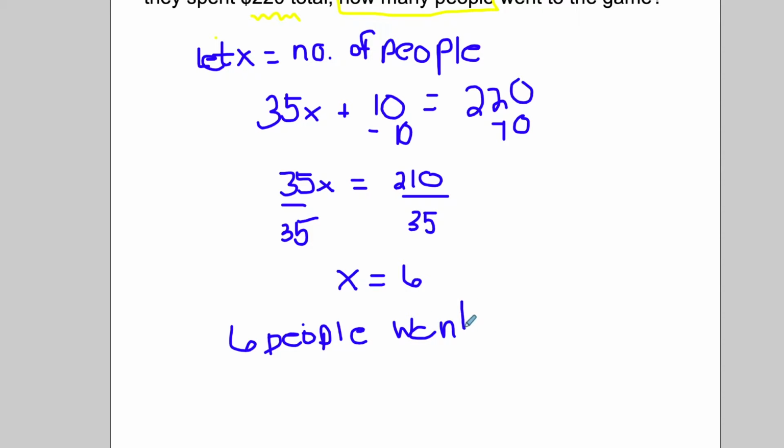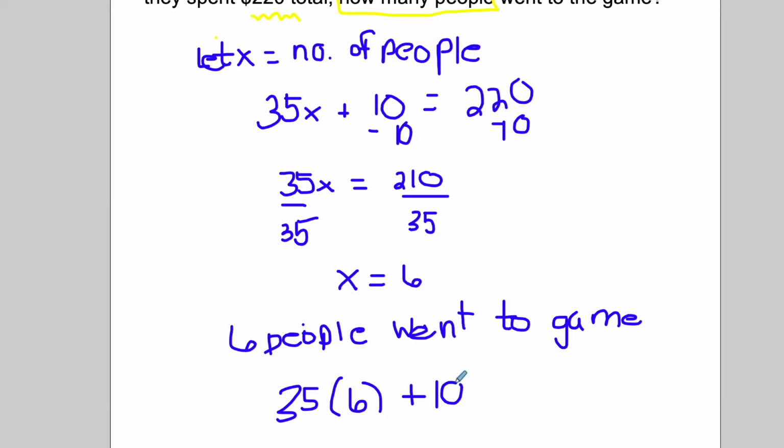How do we see if it does? That is why we use our ACE tool. Let's check. Remember, you always have to substitute the value of x into it. So you'll have 35 times 6 + 10 = 220. And that would be correct.